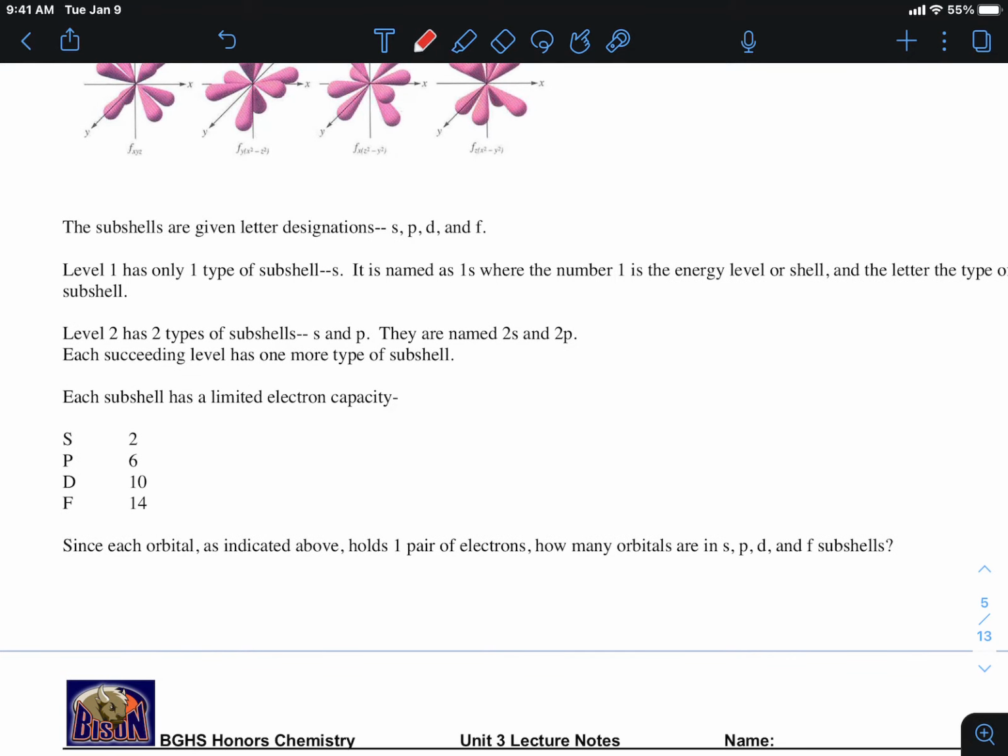Okay, so to answer the question, if this is the number of electrons, the number of orbitals, since there's 2 electrons held in S, that means it's only 1 orbital. Since there's 6 electrons held in P, that means there's 3. For D, there's 5, and for F, there's 7. Okay, so now we've broken down the different energy levels and the types of spaces within.